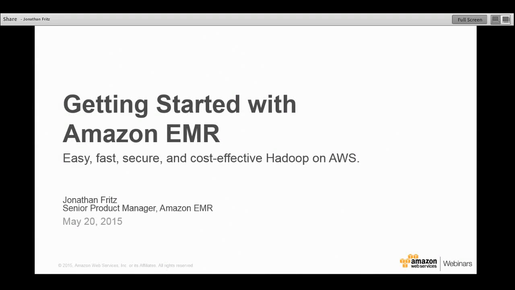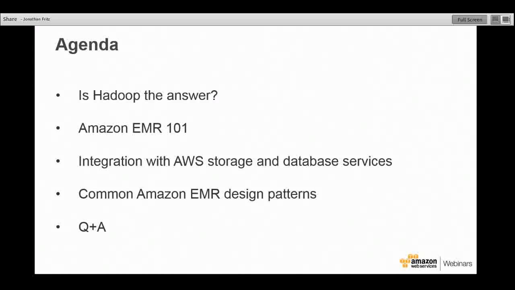Let's get started. So I'll run you through a quick agenda. We're going to go over a lot of different things about Amazon EMR at a high level, and then afterwards, I'm happy to answer some questions as time permits. First, we're going to start out talking a little bit about Hadoop and some of the big data use cases you might have to frame the conversation.